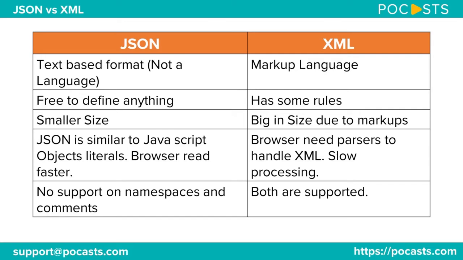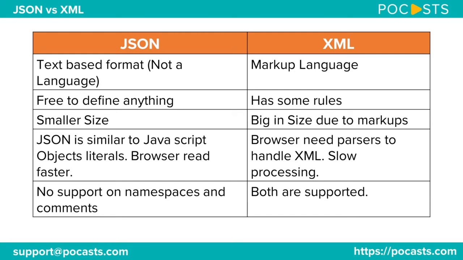The first difference is that JSON is a text based format, not a language, whereas XML is a markup language. Because it's a language, it has a lot of rules defined in it, whereas JSON is a very free form text based format. You can define whatever you want to define, but it has some syntax rules, which I'm going to discuss in the next section.